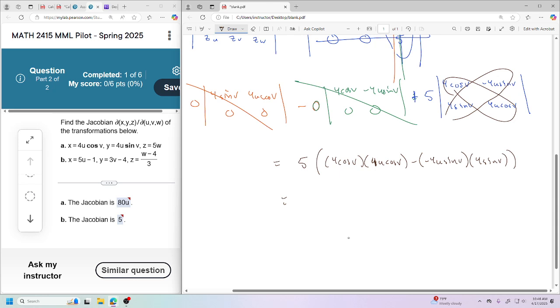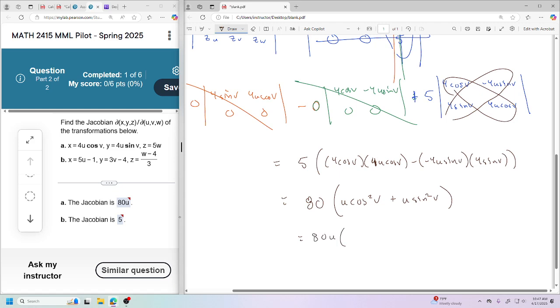So I have 4 times 4 is 16 times 5 is 80. Oh, just by chance. So then I got a u cosine squared v, and then 2 negatives will make a positive u sine squared v. And you know that I could factor a u out now. And of course, what's cosine squared plus sine squared? There it is. We got it.